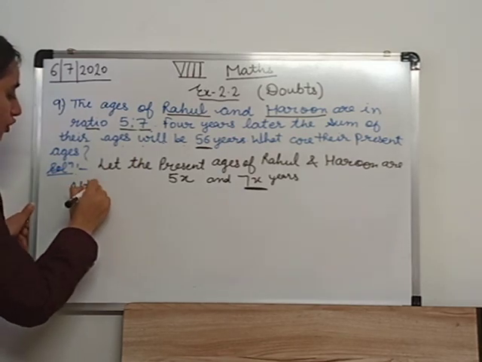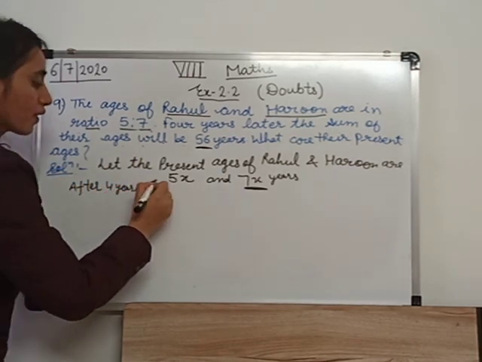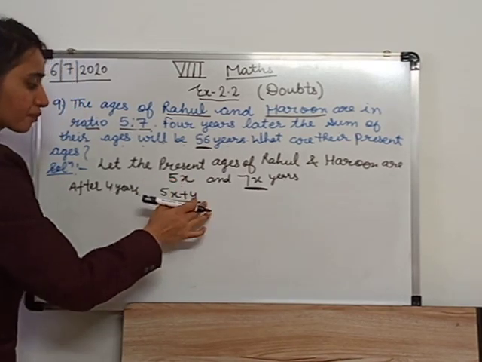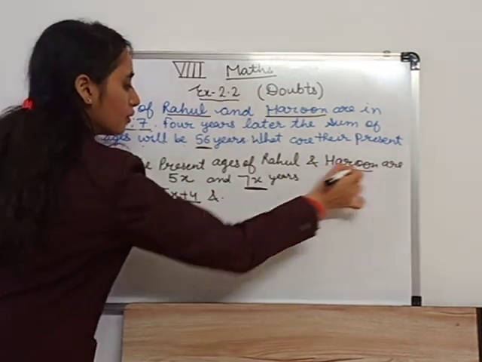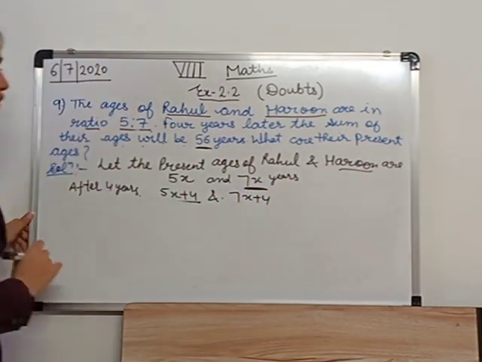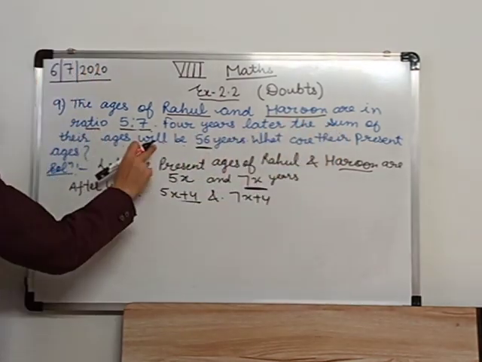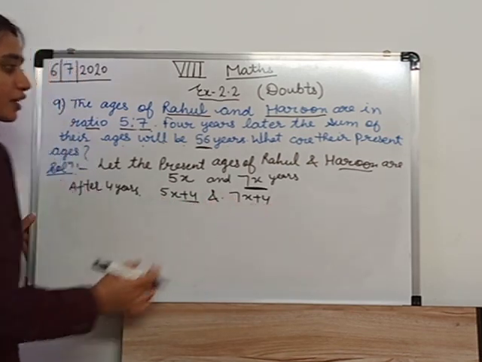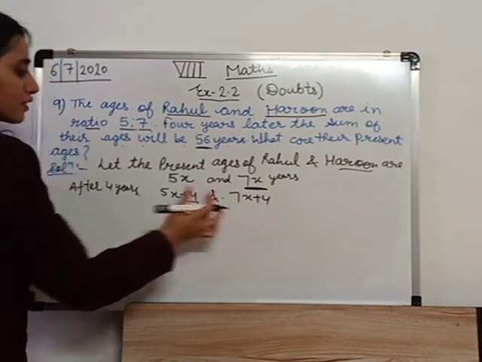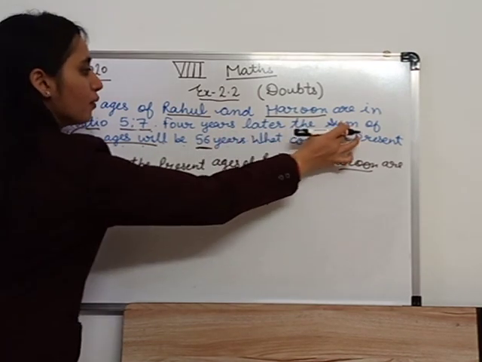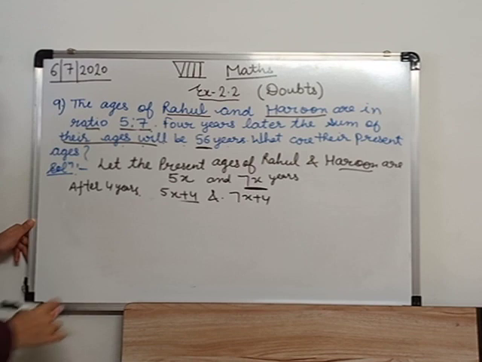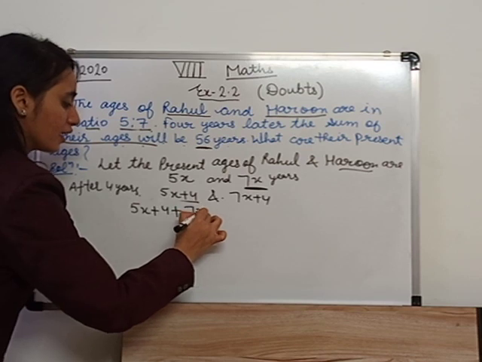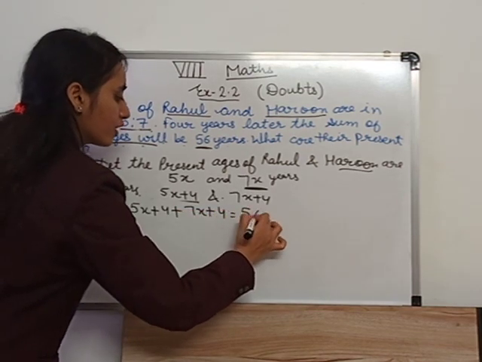So, after 4 years, Rahul's age becomes 5x plus 4, and Harun's age becomes 7x plus 4. Now, the sum of their ages after 4 years, 5x plus 4 and 7x plus 4, will be 56. Now add these ages and their sum is equal to 56.